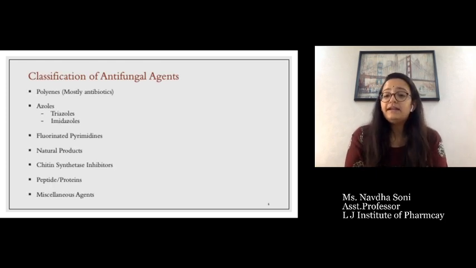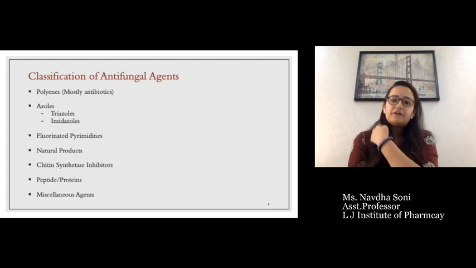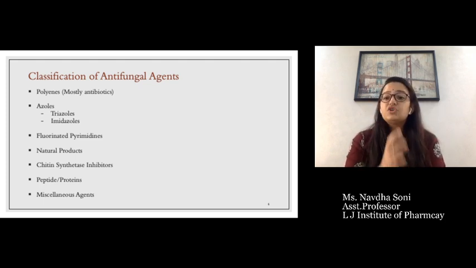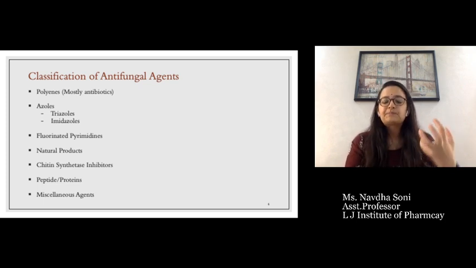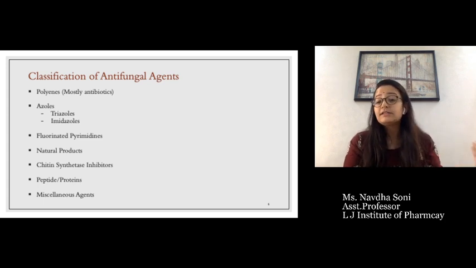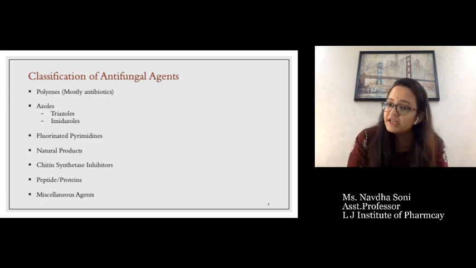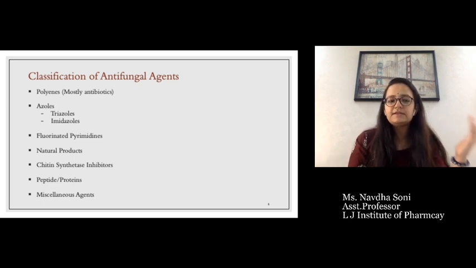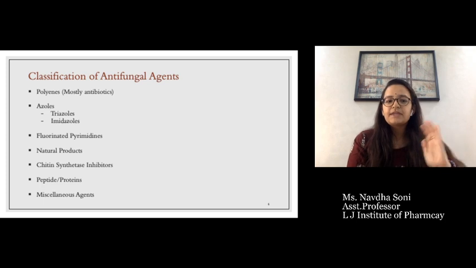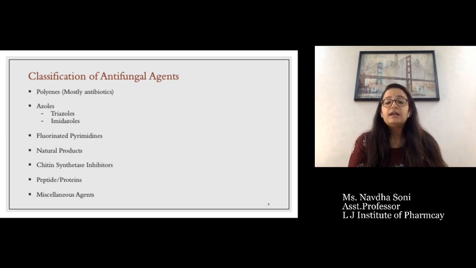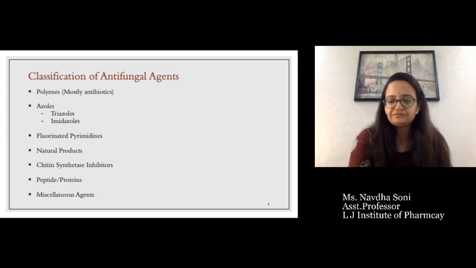The most important part is the classification of antifungal agents. These are the major classes of antifungal agents: polyenes, which are mostly antibiotics, azoles, further classified into triazoles and imidazoles, fluorinated pyrimidines, natural products, chitin synthetase inhibitors, peptides or proteins, and miscellaneous agents. We will see them one by one.